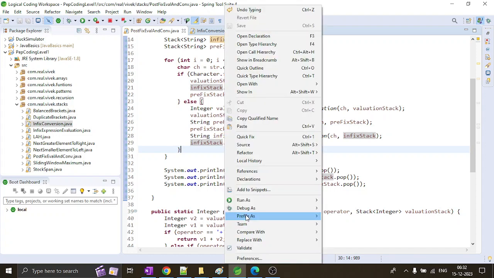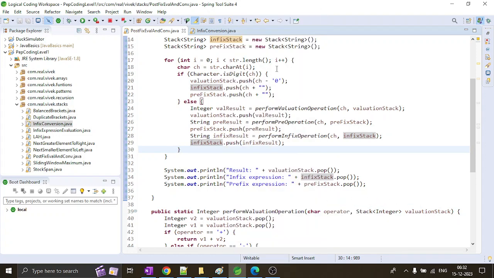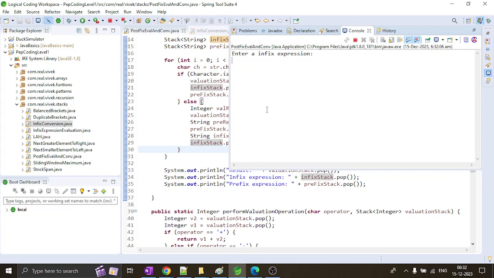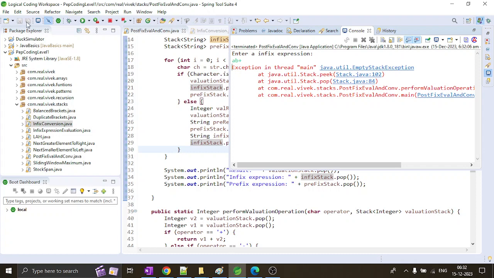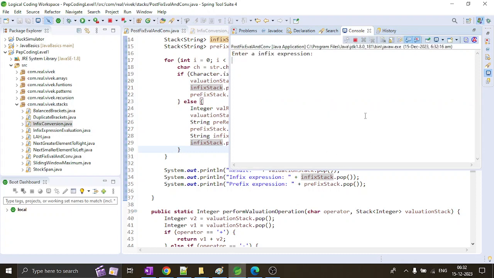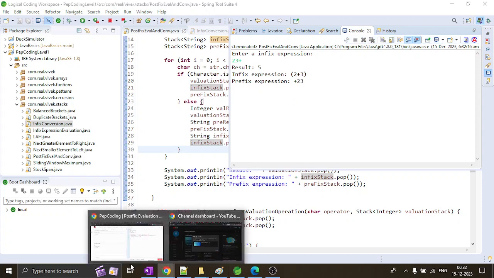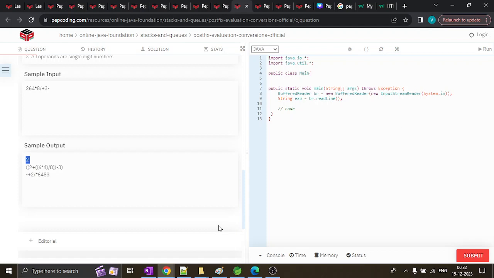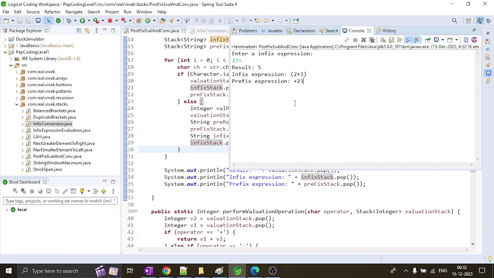Let's try to run it once. Let's try it for a simple one first. Sorry, my bad, we don't have AB plus, we have 2 3 plus. That has to give us 5, right? And the prefix expression is plus 2 3. We have assumed that we get only digits here, we don't get any characters or alphabets. So let's say we get this expression now. Let's validate it once.